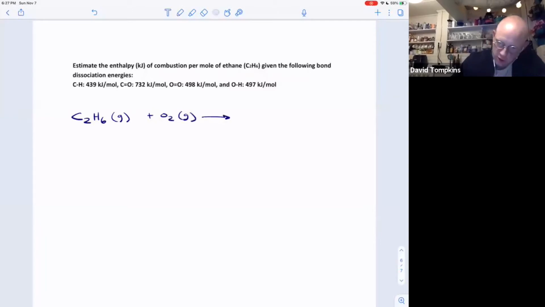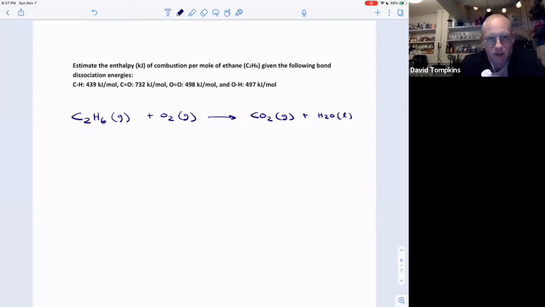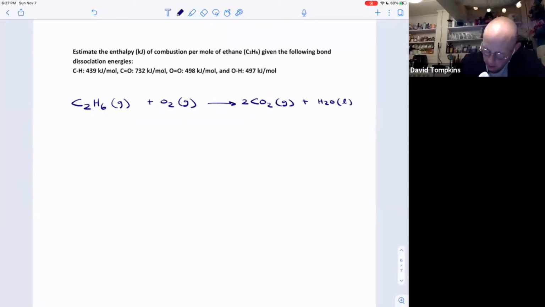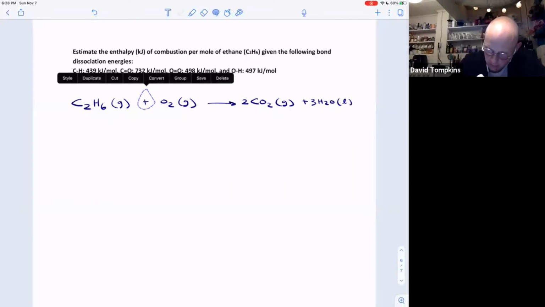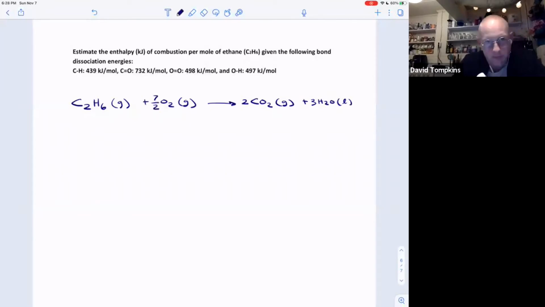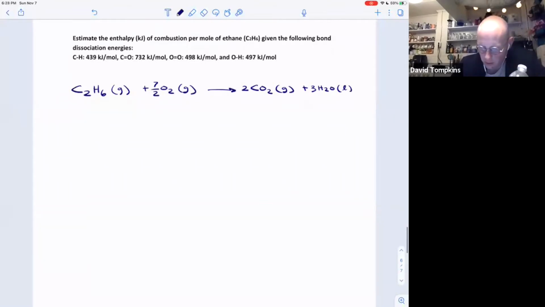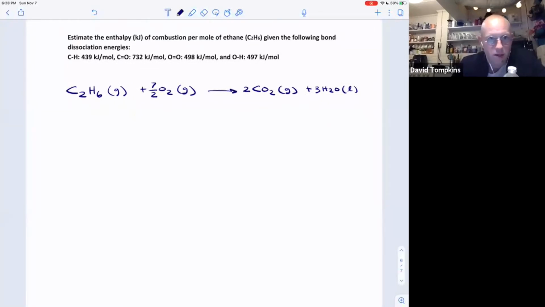I want to find the enthalpy change from bond dissociation energies. Combustion gives CO2 and water as the products. So to balance this reaction, we need 2 moles of CO2 and we need 3 moles of water. And now we have 3 oxygens from water. We have 4 here, so we need 7/2 mole of oxygen to get 7 on either side. And you could, of course, multiply it through to balance it further with whole numbers.